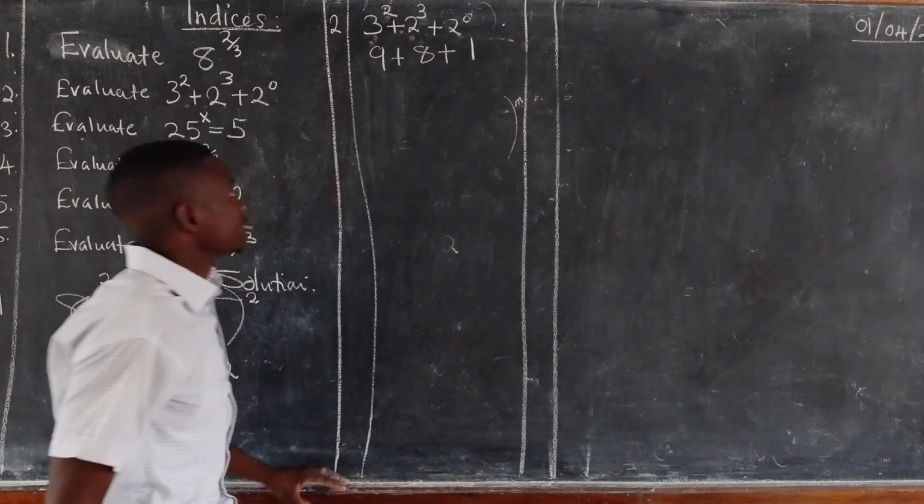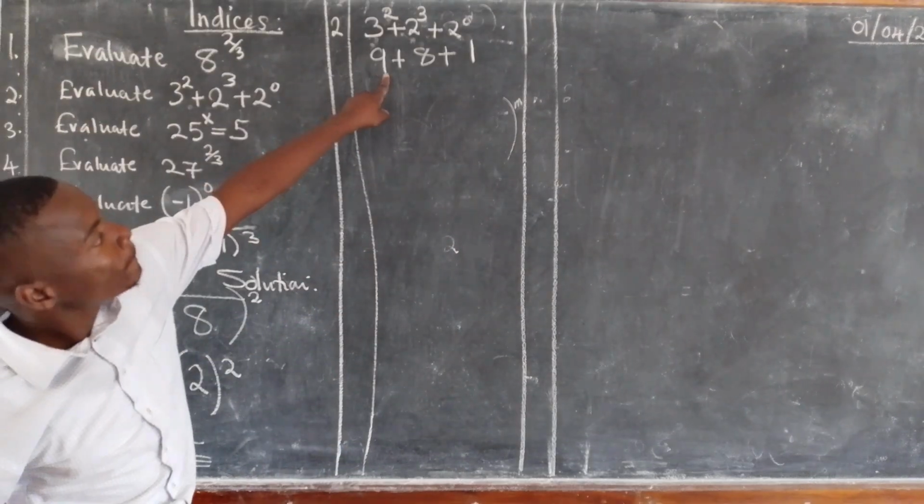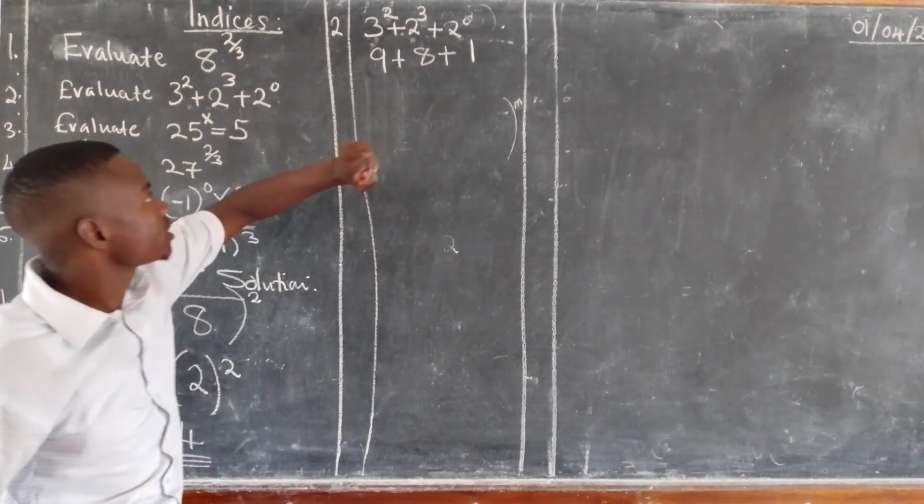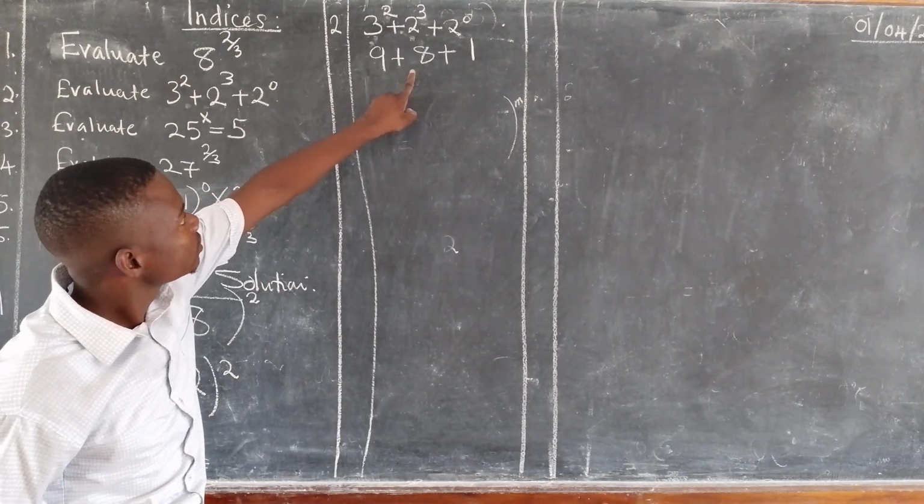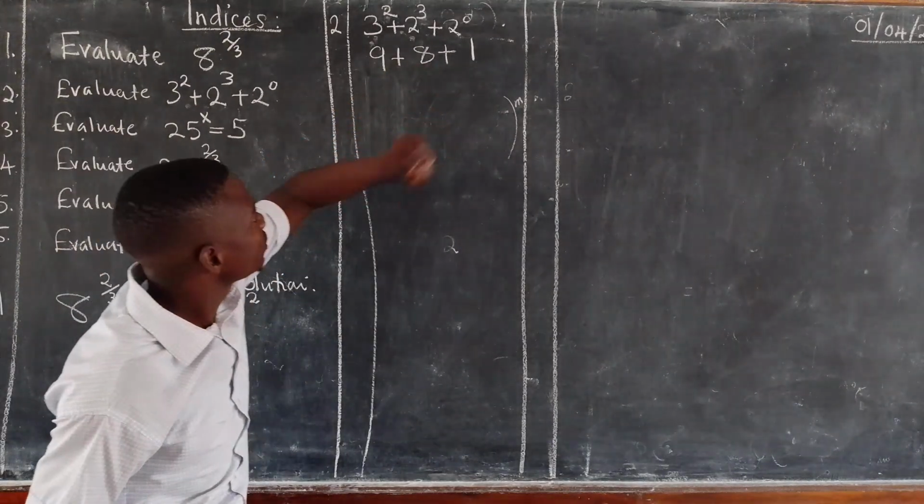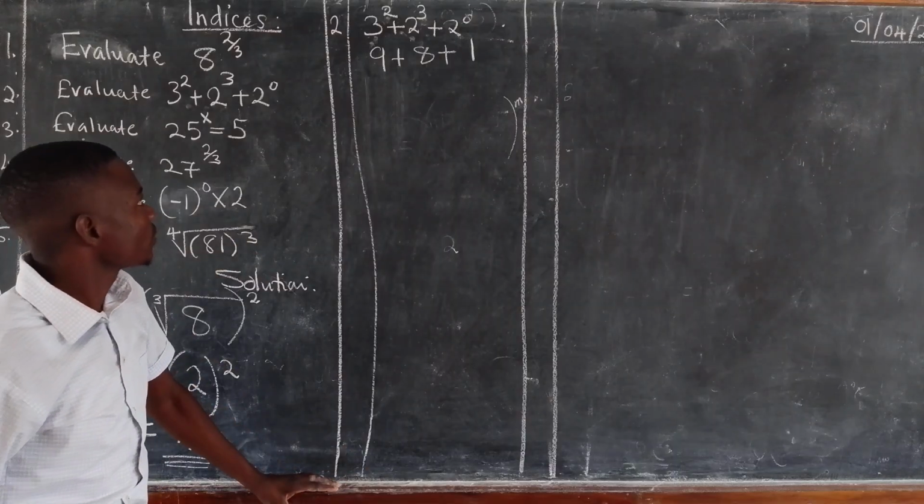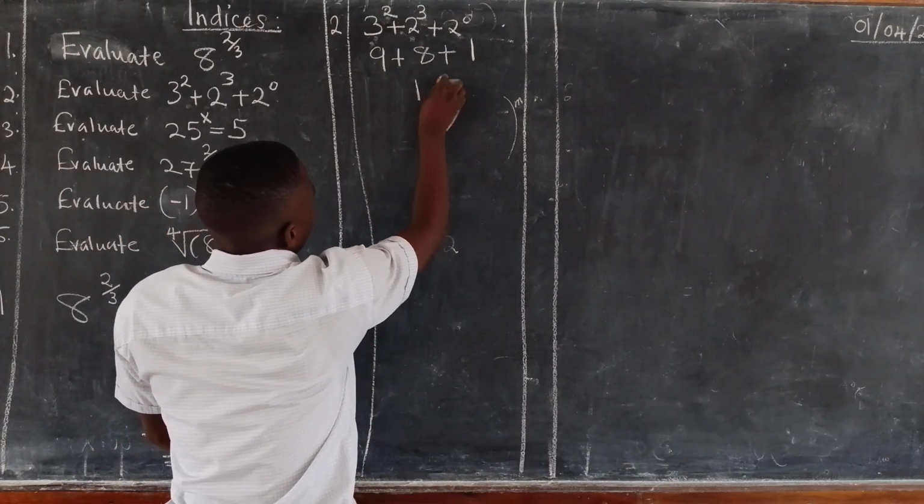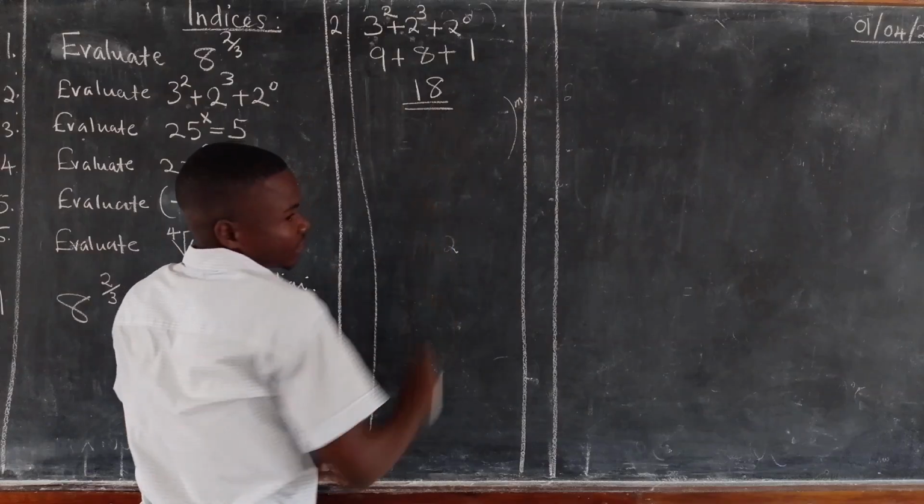So now we are going to add 9 plus 8, which is 17, plus 1, which is 18. So we are going to have 18 here as the answer.